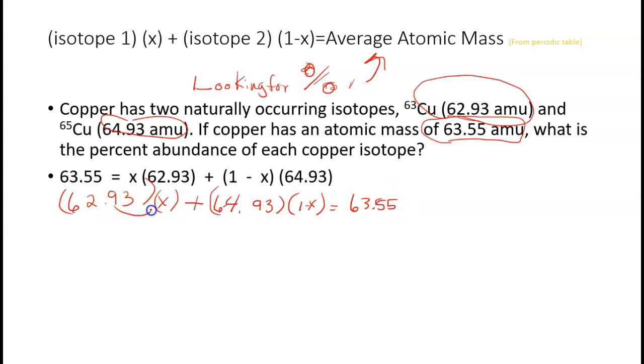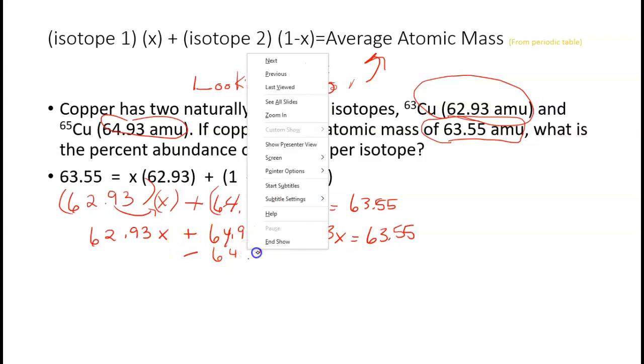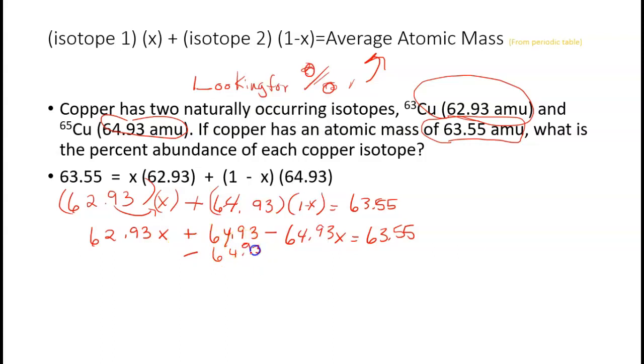Okay, what do we do? Well, you distribute. So you get 62.93 X plus, you're going to distribute, 64.93 minus 64.93x equals 63.55. Now you combine like terms. Well, I'm going to subtract 64.93 from both sides.